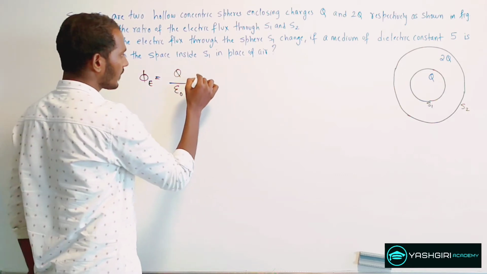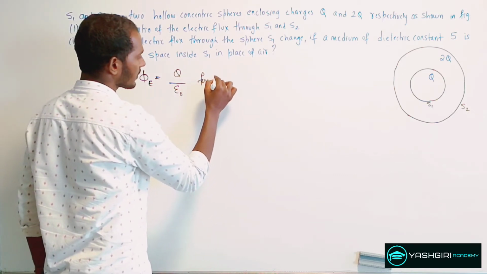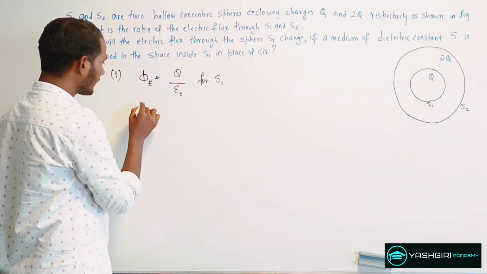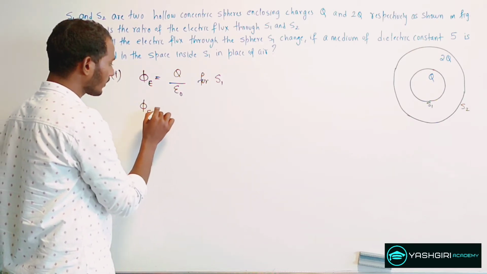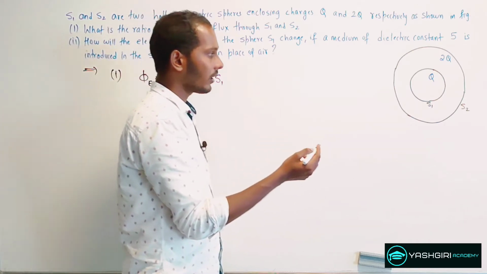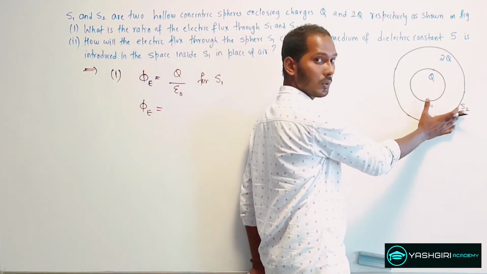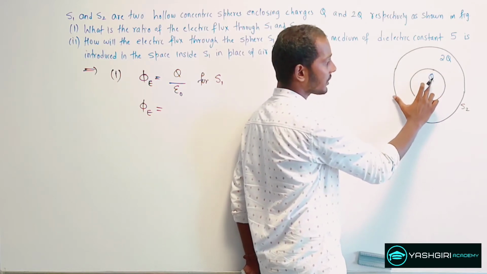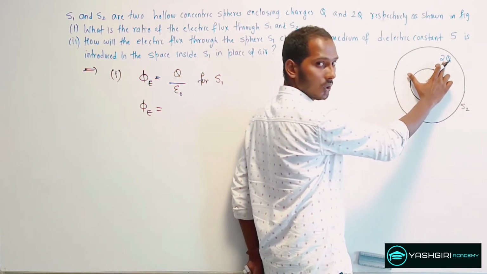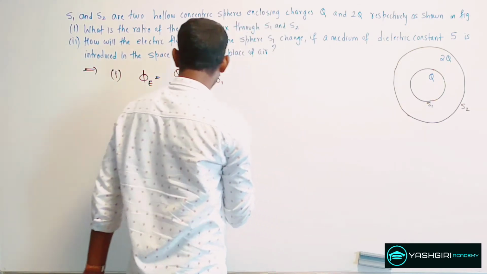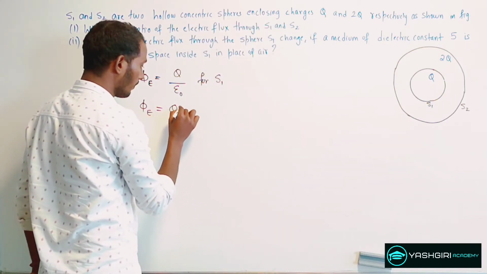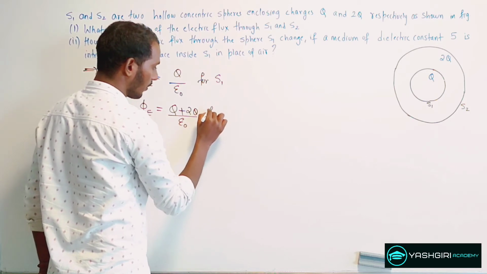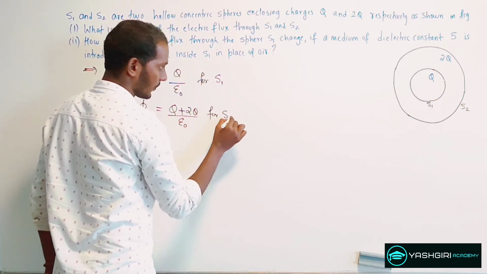This is for sphere S1. In the same way, I can calculate the electric flux for sphere S2. Now when I consider sphere S2, it is enclosing the charge Q plus the charge 2Q, right? So in this case it will be Q plus 2Q divided by epsilon naught for the surface S2.